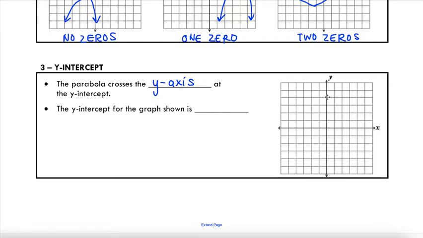So if I was to draw a parabola, maybe we'll go like this. This is my y-intercept. And I would have a y-intercept at the coordinate (0, 4). So it's important to know that. The y-intercept is always where it crosses the y-axis, or where x is 0.